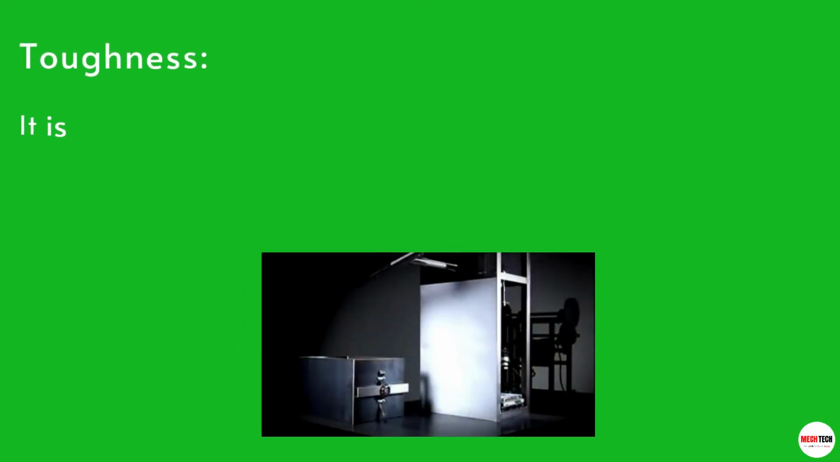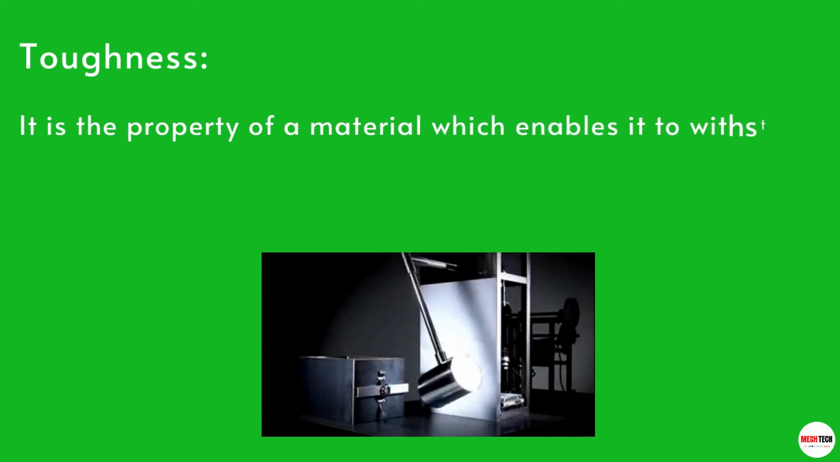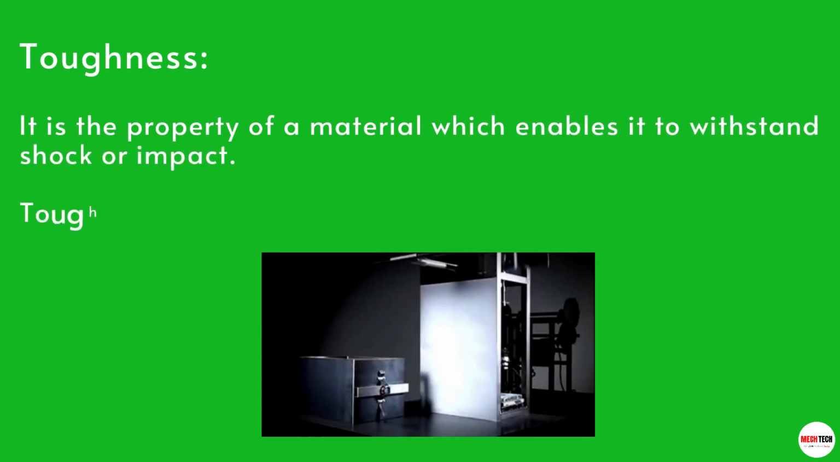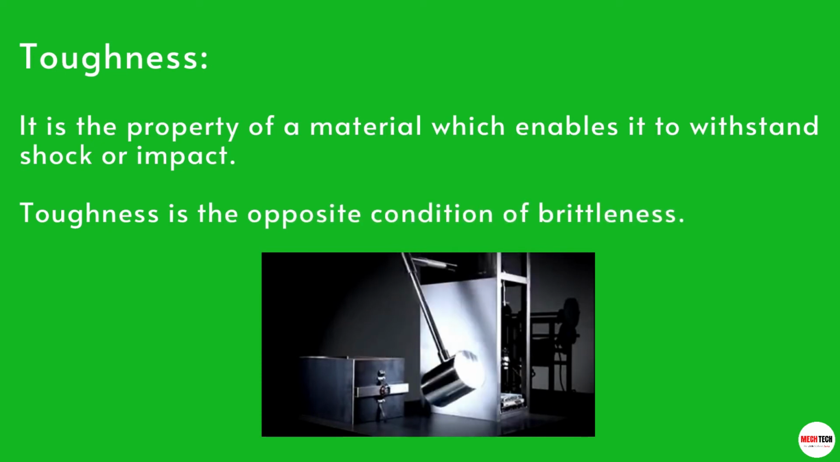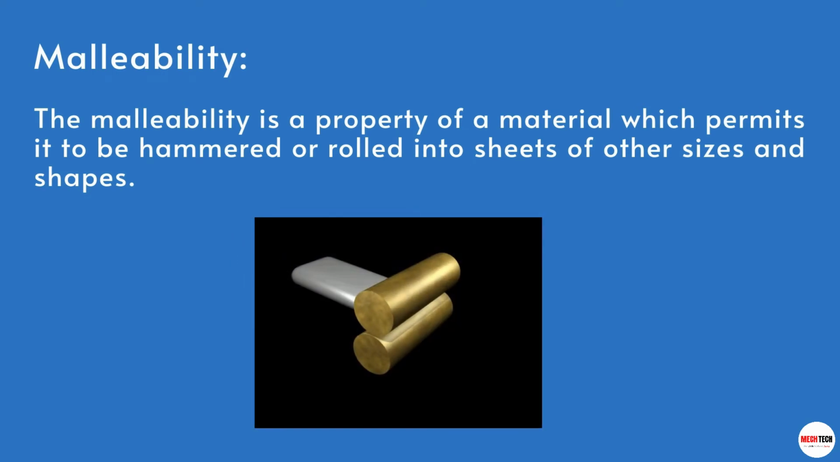Toughness. It is the property of a material which enables it to withstand shock or impact. Toughness is the opposite condition of brittleness. Malleability. The malleability is a property of a material which permits it to be hammered or rolled into sheets of other sizes and shapes.